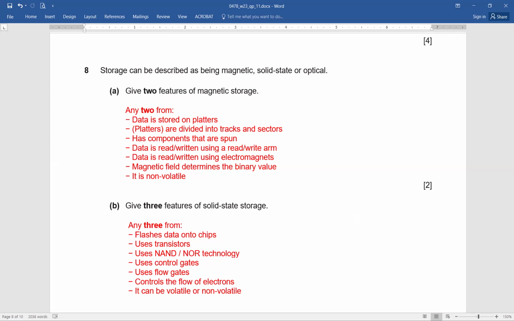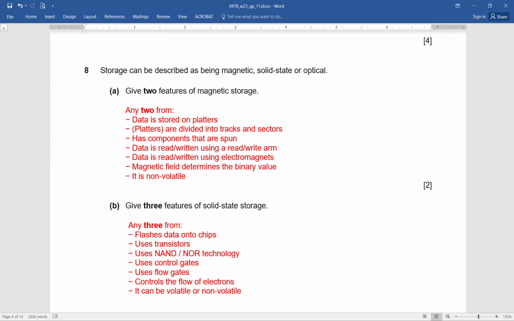Okay, give 3 features of solid-state storage. Any 3 from, it's a 3-mark question. Flashes data onto chips, uses transistors, uses nanotechnology, it uses control gates, it uses floating gates, controls the flow of electrons, it can be volatile or non-volatile.